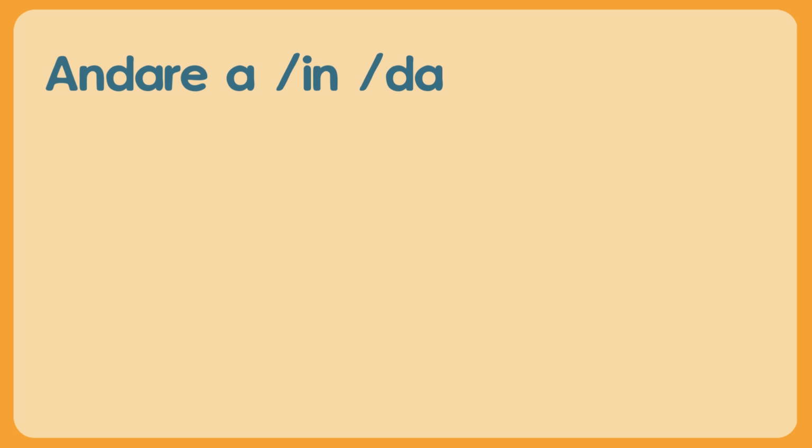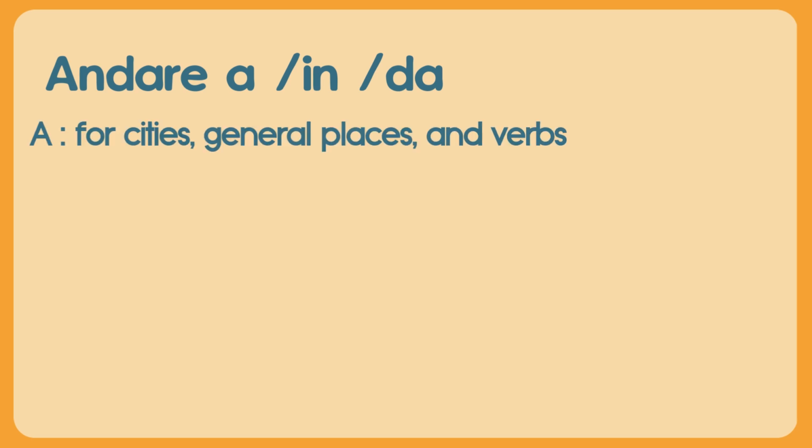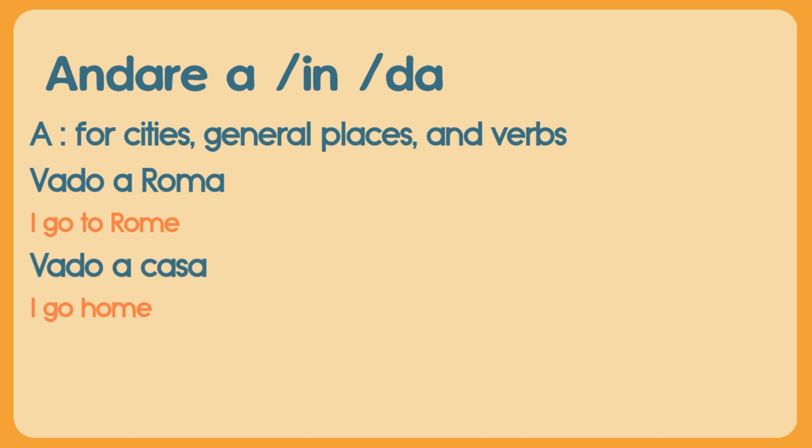Here is how to choose the preposition with andare. A is used for cities, general places and verbs. For example, vado a Roma. I go to Rome. Vado a casa. I go home. Vado a dormire. I go to sleep.